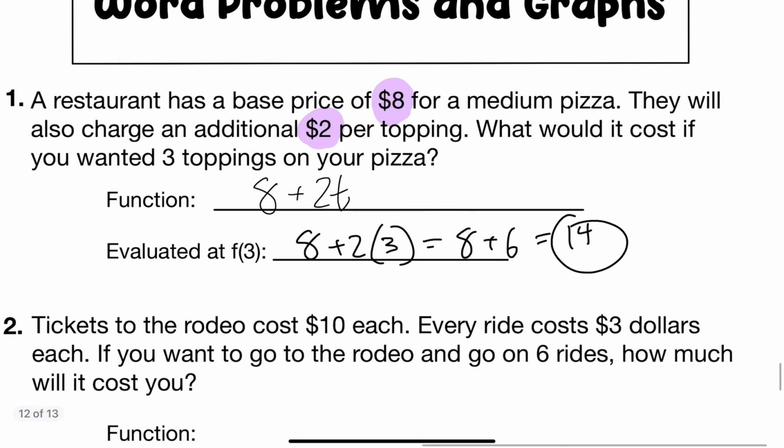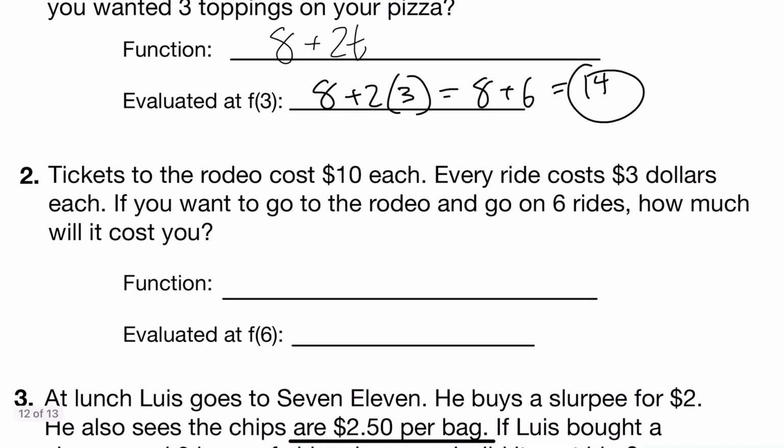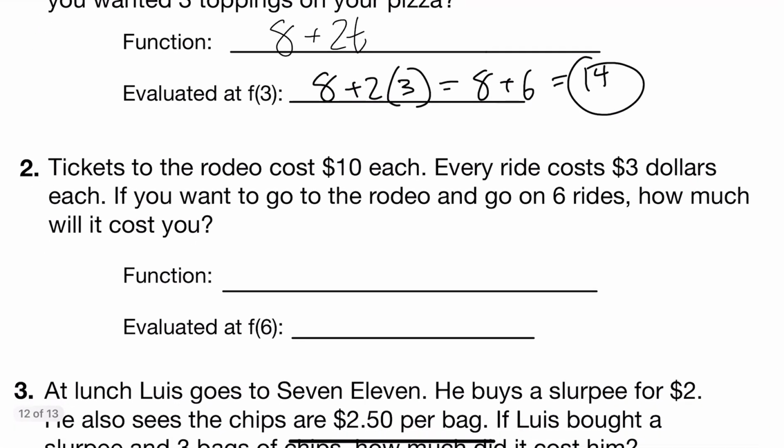Okay, so let's take a look at the next one. We got number 2. Tickets at the rodeo cost $10 each. Every ride costs $3 each. If you want to go to the rodeo and go on 6 rides, how much will it cost you? So let's highlight our important parts here. We know we need $10 because that's the ticket, and then $3 per ride.